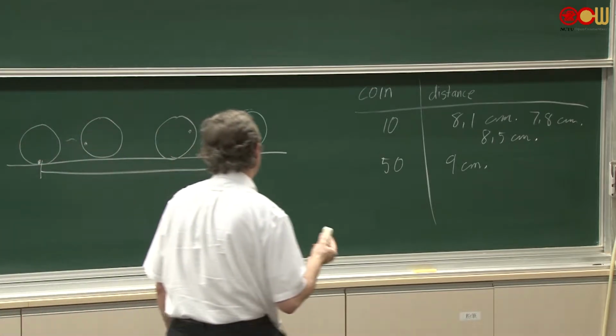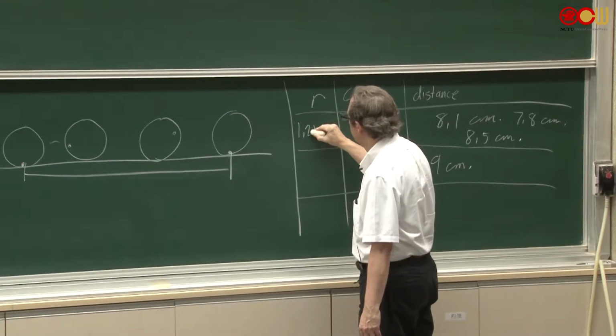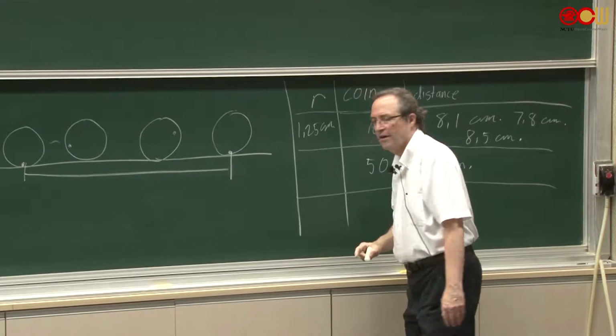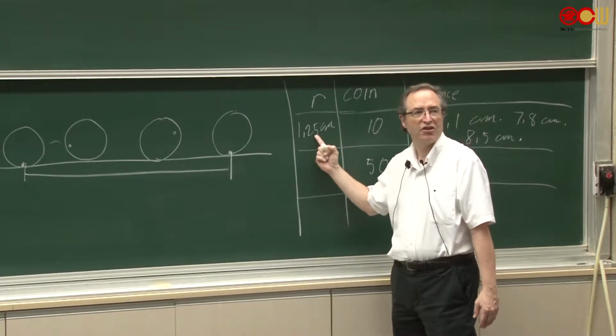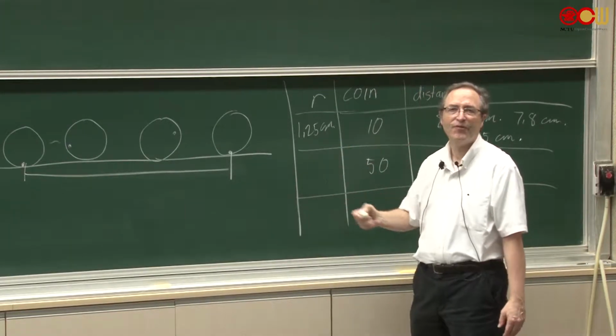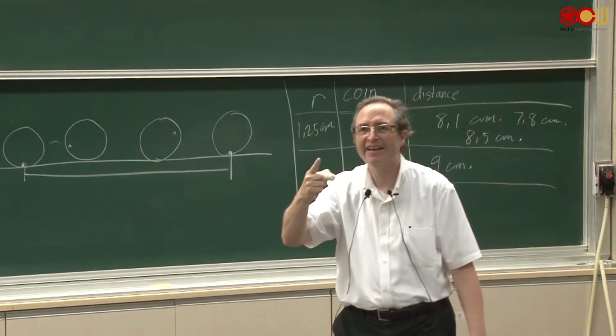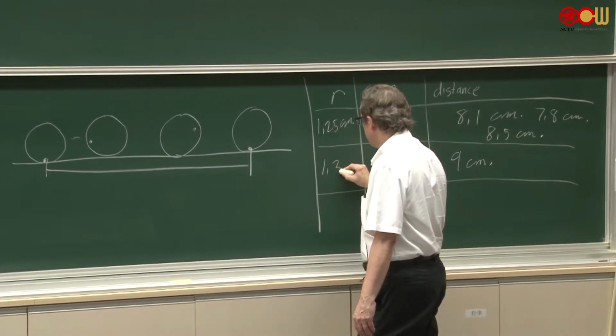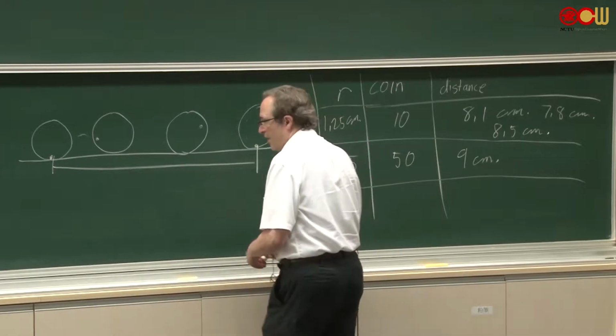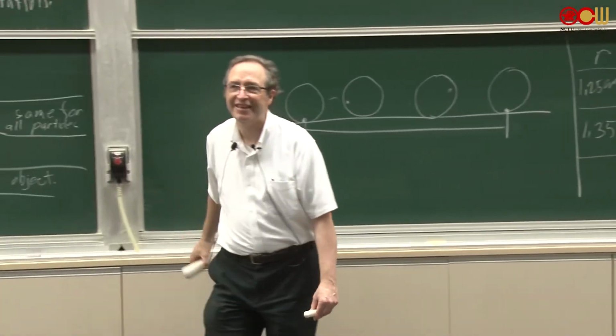Measure the radius of your coin. 1.25. All right, anyone else get anything much different than that? How about that $50 coin? What did you get? 1.35. Okay. All right. Now, here's the test.